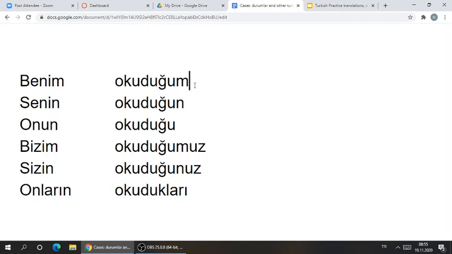And then probably 90% of the time you'll have a case on these. So you might put accusative. If someone sees that I am reading, okuduğumu görüyorsun. You see that I am reading. Okay, okuduğunu görüyorsun. You see that you are reading. Okuduğunu görüyorsun. You see that he, she, or it is reading. Okuduğumuzu, okuduğunuzu, and okuduklarını, just with a buffer letter N.